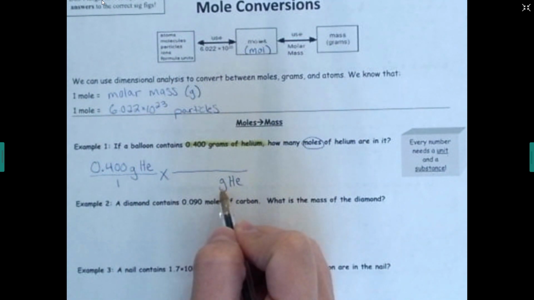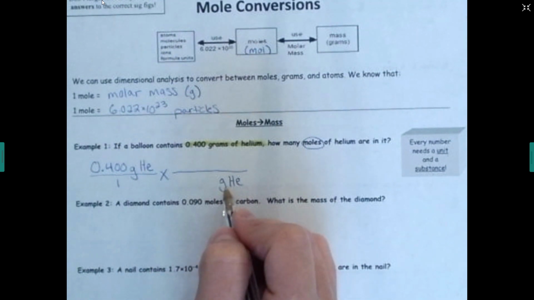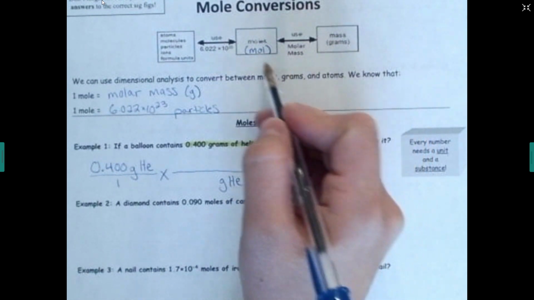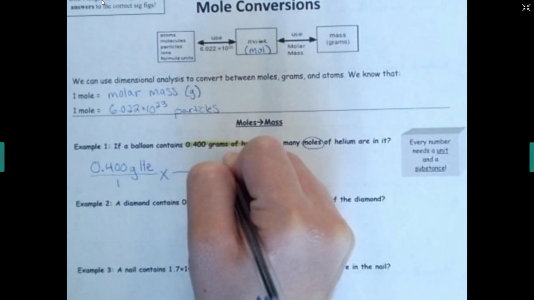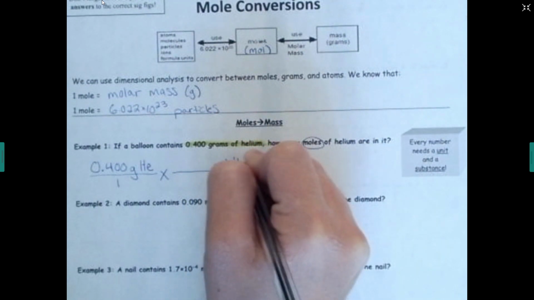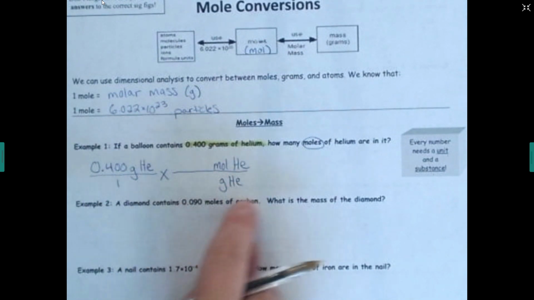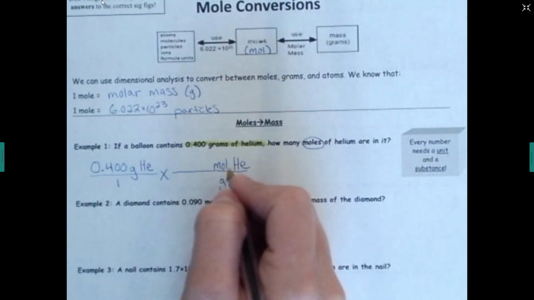And that's what is important basically for the rest of the school year, is that your diagonals need to match up. Okay, now whatever you're looking for goes on top. So we're going from grams to moles. We're looking for moles, so moles of helium is going to go on top, okay? See how I filled in my units and my substances before I even touched my numbers? That's what you should do, okay?